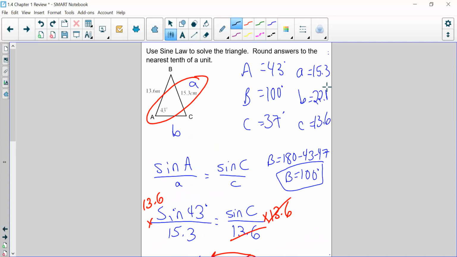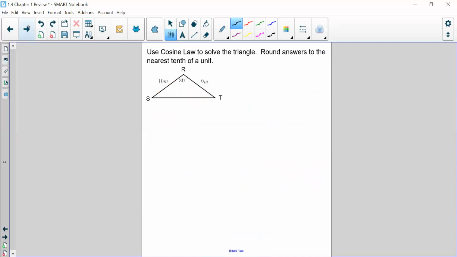And again, I'm just going to check that this information seems to make sense. 100 degrees is my biggest angle. 22.1 is definitely my biggest side length. 37 is my smallest angle, and 13.6 is my smallest side length. For this triangle, we use strictly just sine, and all of your angles equal 180 degrees.